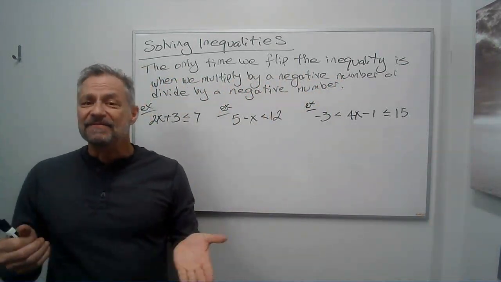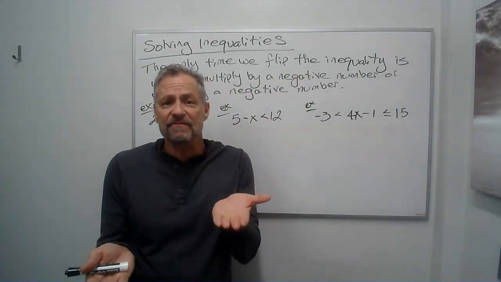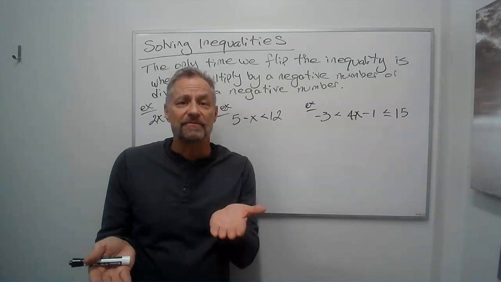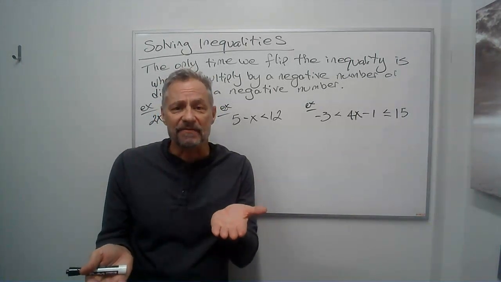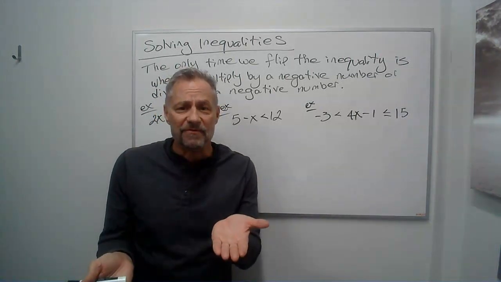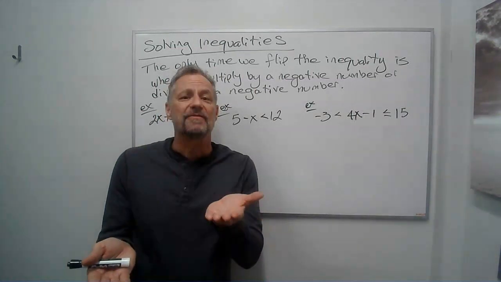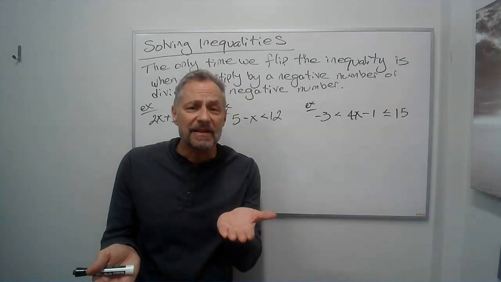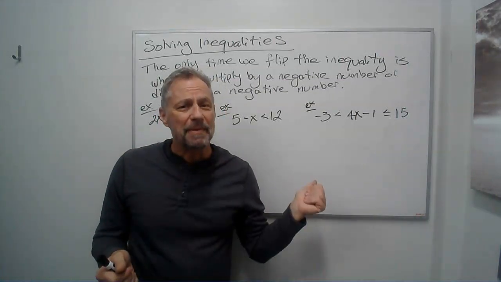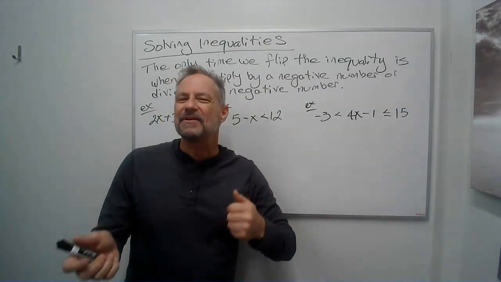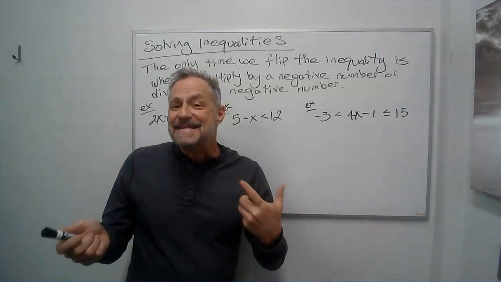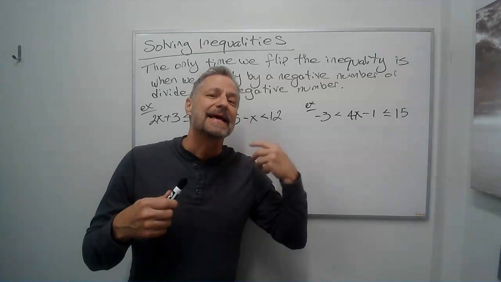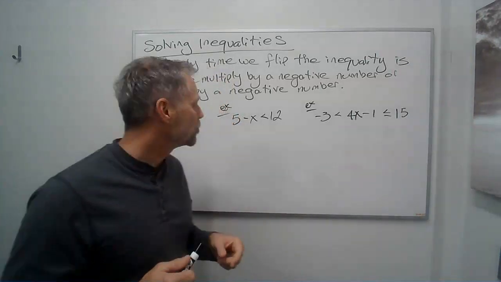Think of an inequality as a scale. One side's heavier than the other. If I add 2 pounds to each side, it's still heavier. If I subtract a pound from each side, it's still heavier. If I take off half the weight from each side, it's still heavier. If I multiply each side by twice as much weight on both sides, it's still heavier. But when I multiply by a negative number or divide by a negative number, those ideas in the real world kind of fall apart. So anyway, let's look at some examples, see how to work these out.